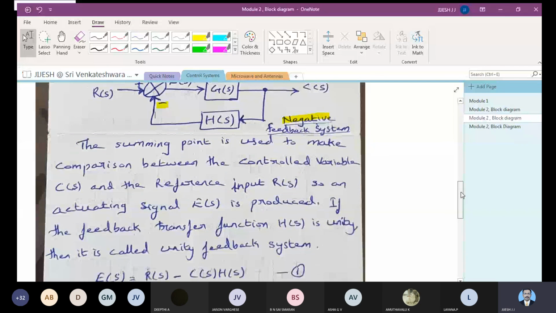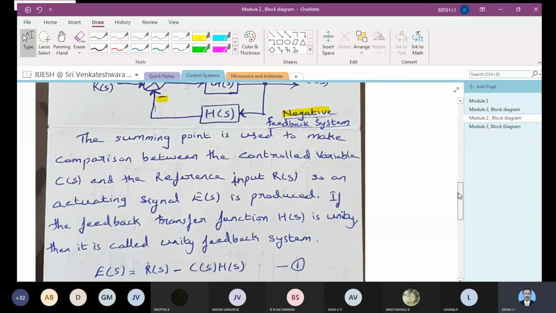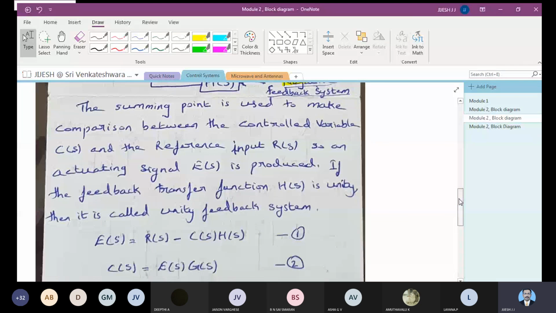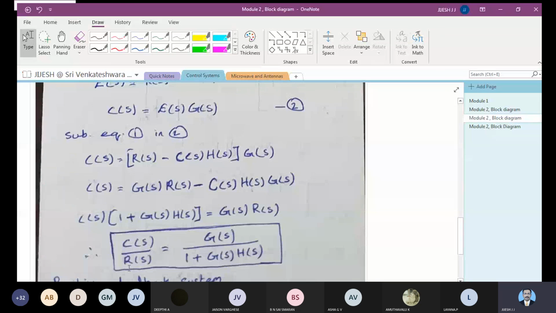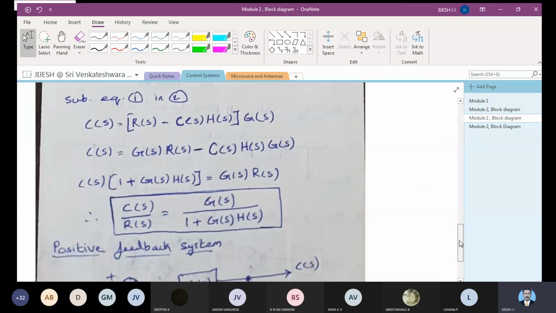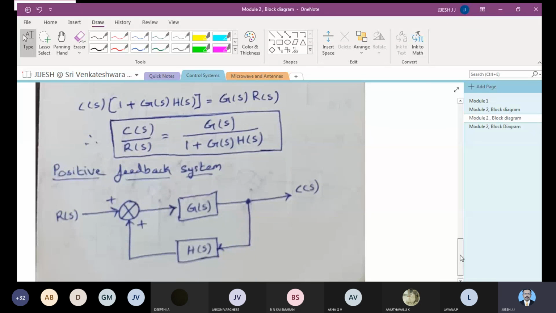So we will continue further. I think it's almost time for us. We will move on to those things further. Finally we'll be arriving at the equation C of S by R of S is equal to G of S divided by 1 plus G of S H of S. A very important equation for the negative feedback mechanism. We'll derive this equation in tomorrow's class, and we will again go with the positive feedback mechanism as well. So this is negative feedback and its control function. We'll stop it for today.